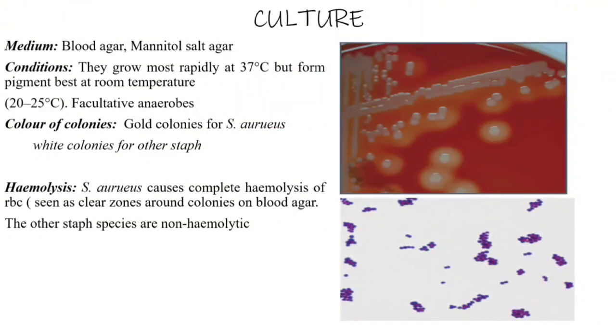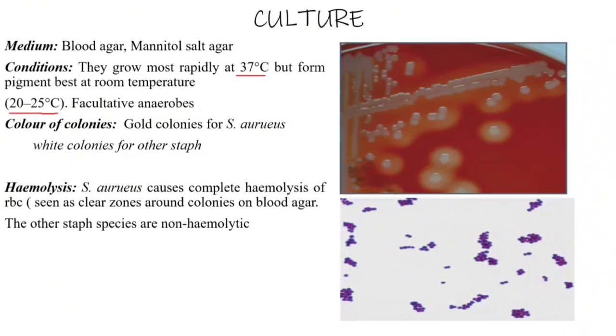Let's talk about culture, since we are medical lab scientists. We can grow or culture staph species on blood agar and mannitol salt agar, any of them. The body's optimal temperature is 37 degrees Celsius, so we grow it at 37 degrees Celsius. But frankly speaking, they are able to form pigments best at room temperature, that is 20 to 25 degrees Celsius, especially the staph aureus, to get better golden colonies.